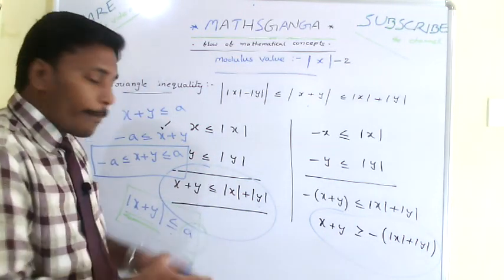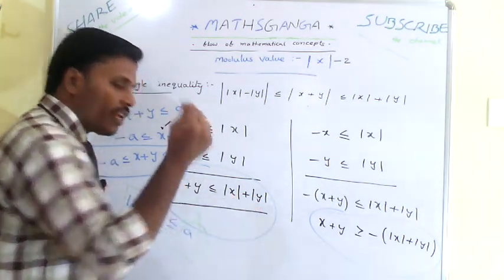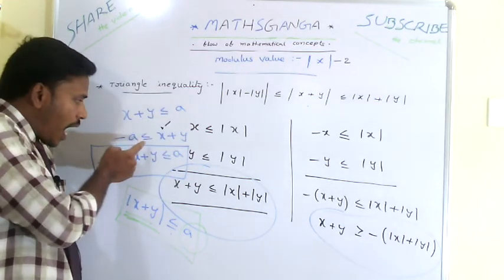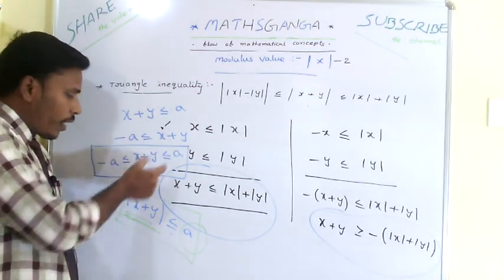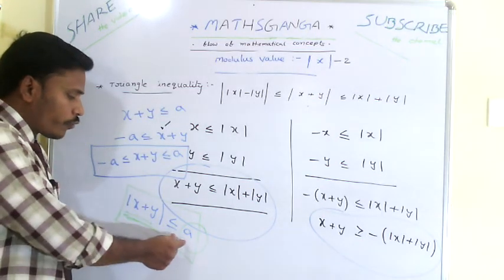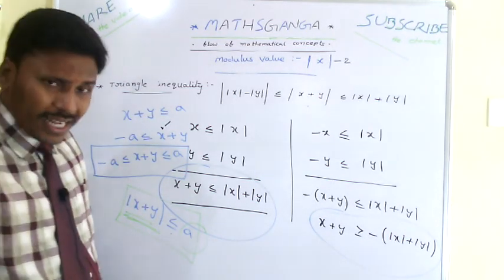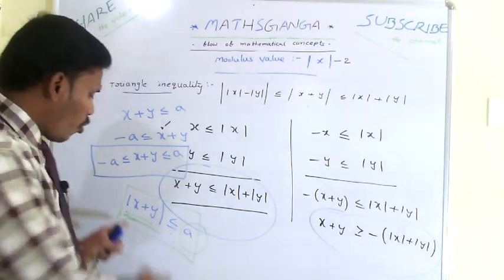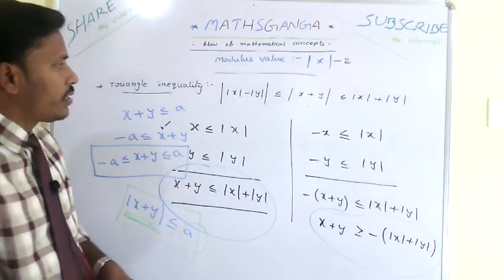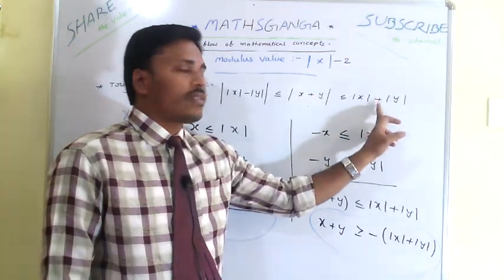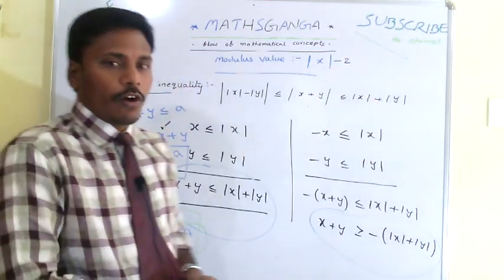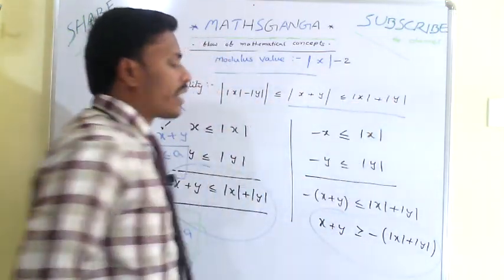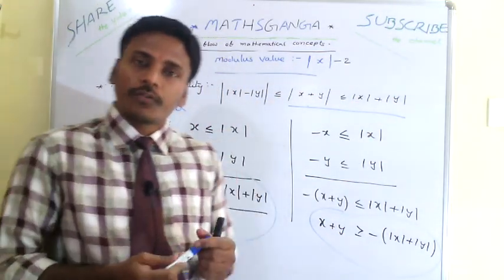Combining these two, by treating mod x plus mod y as a for our convenience, we have that x plus y is less than a and minus a is less than x plus y. So we have that mod x plus y is less than or equal to a. What is a? A is mod x plus mod y. We treat it as mod a. So mod x plus y less than or equal to a is nothing but mod x plus y is less than or equal to mod x plus mod y. So that ends the second part of the triangle inequality on the modulus function.